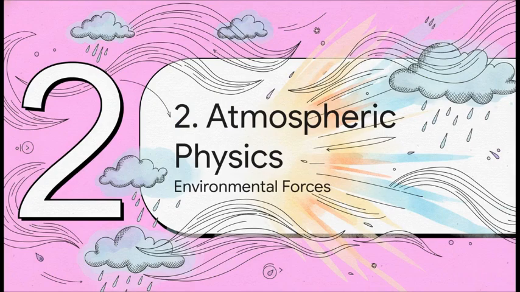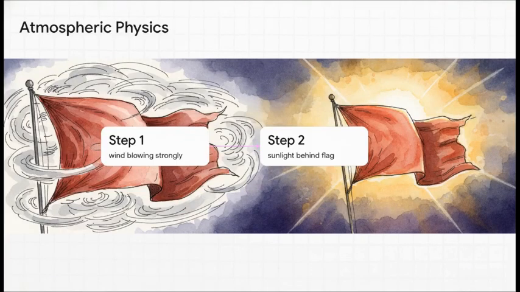Section 2. The atmospheric physics, environmental forces. All right, let's shift away from the subjects and look at the invisible stuff, the environmental forces shaping the scene. The source text hands us two variables that stack up to create a living, breathing reality. Step 1, wind blowing strongly. That gives the scene instant kinetic energy. The red banner isn't hanging limp, it's actively fighting against the air.